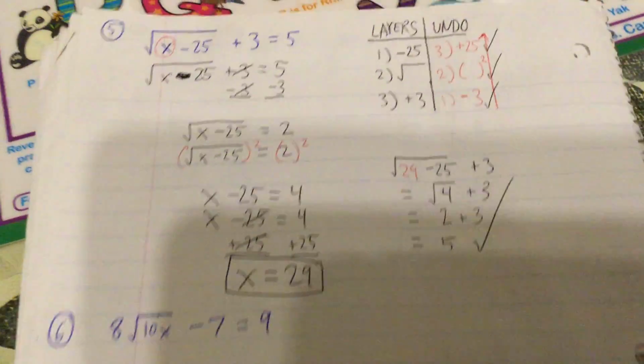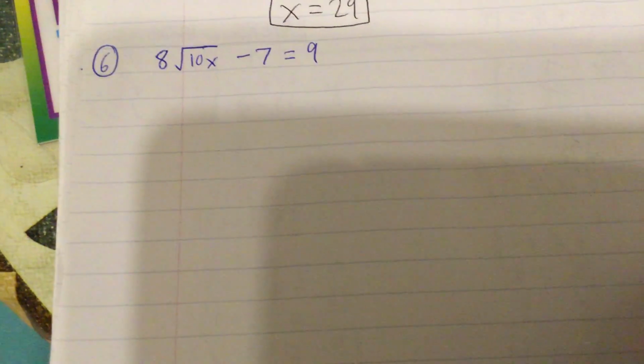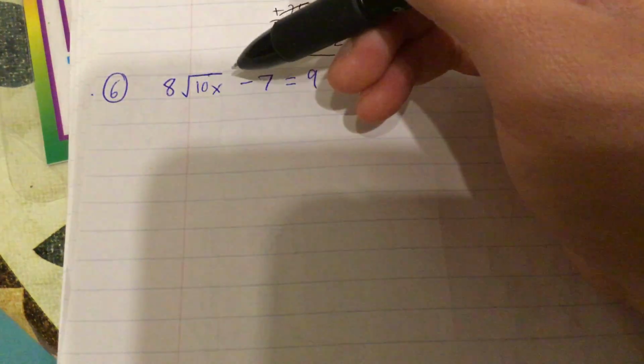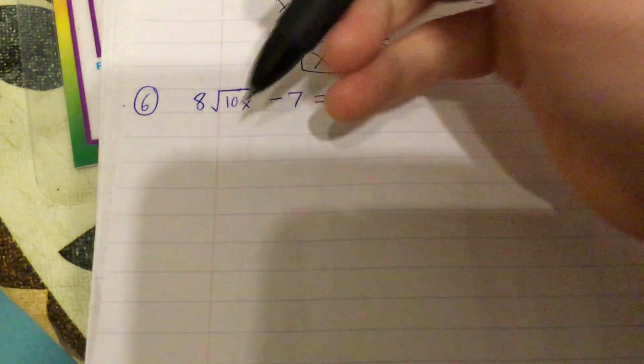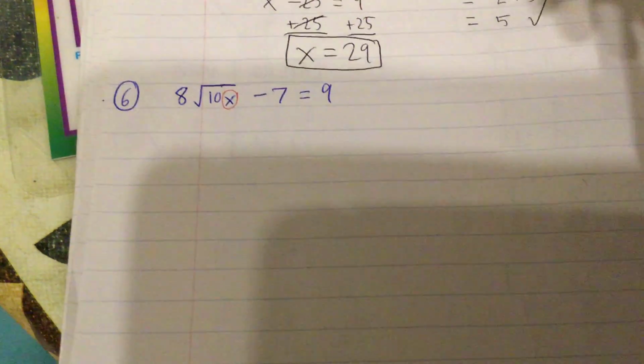Okay. Over here now, this is a bit of a mystery. So now I've got 8 times the square root of 10x minus 7 equals 9. So I'm going to make a target on my x, and I'm going to apply the layers and undoing table.